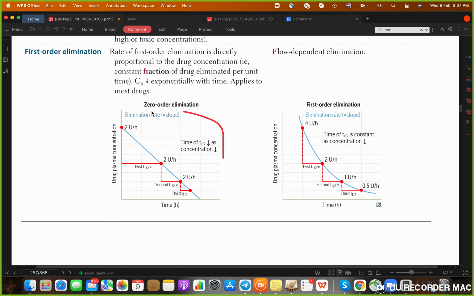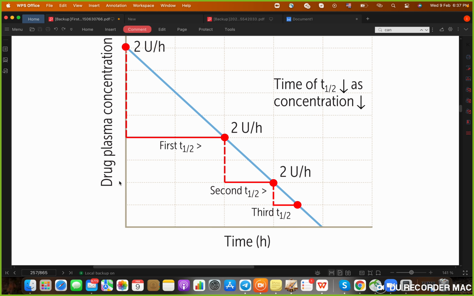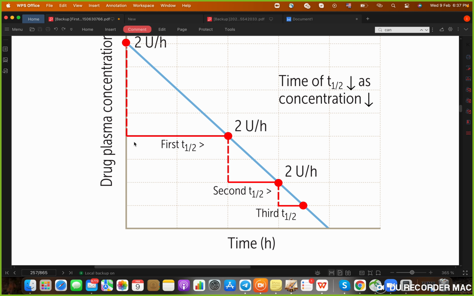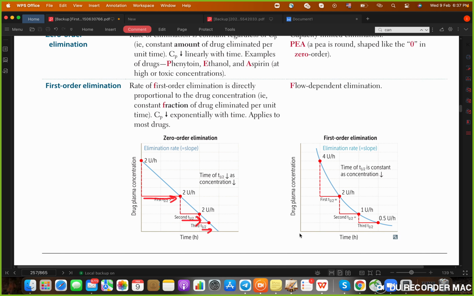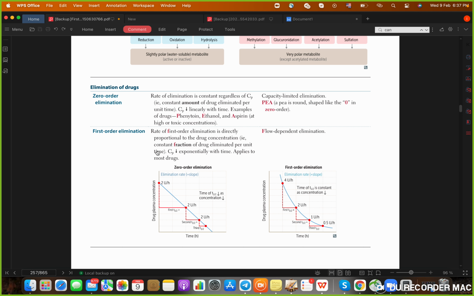Or they can show you this, and they literally hide everything, but they show you that the half-lives are different from each other, which means it's zero order kinetics. Okay, the first order kinetics, however, they write: the rate of first order elimination is directly proportional to the drug concentration.